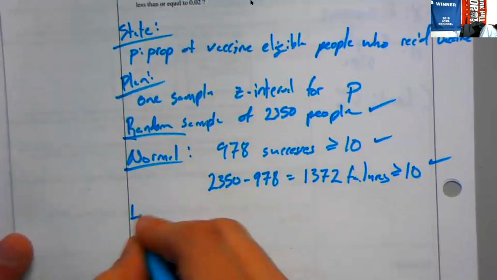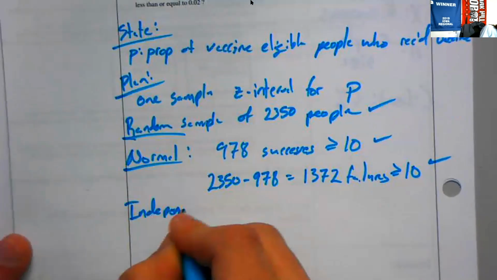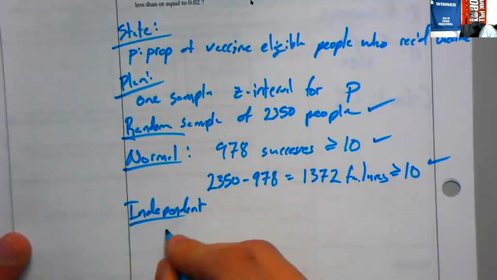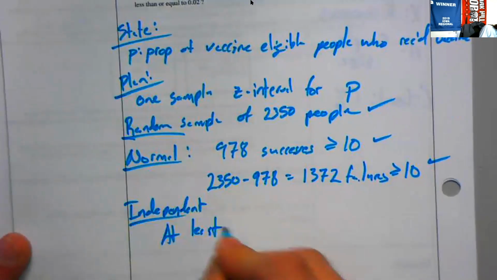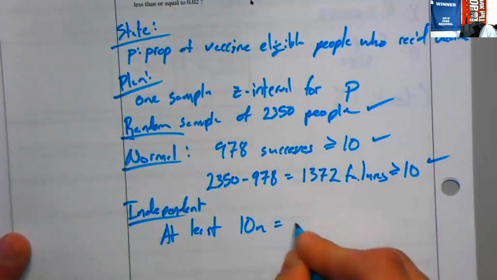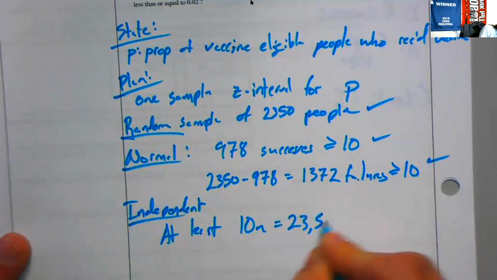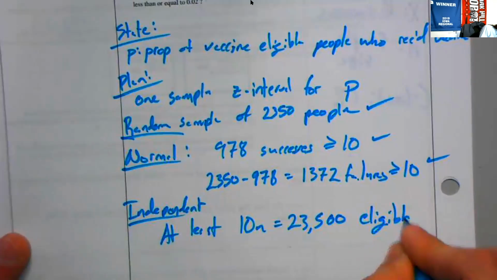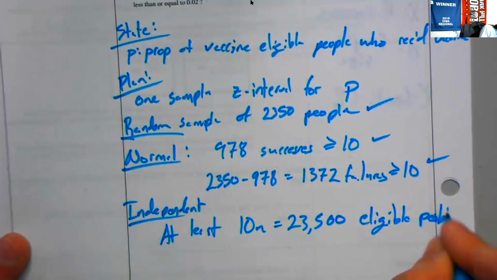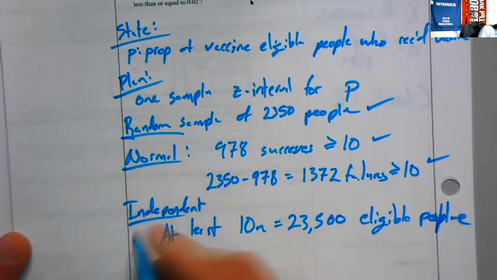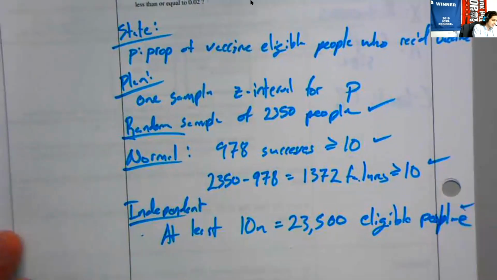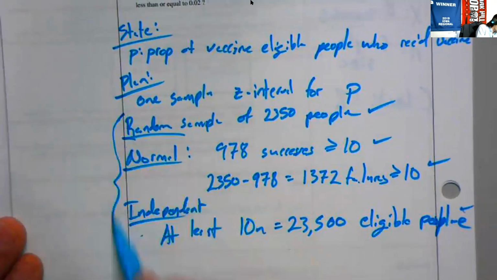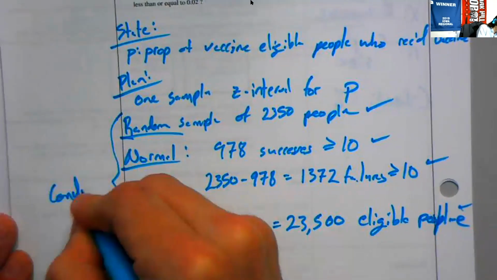And we have independence. We have to have at least 10n, that is 23500 eligible people, which we certainly do. So our conditions there are met.